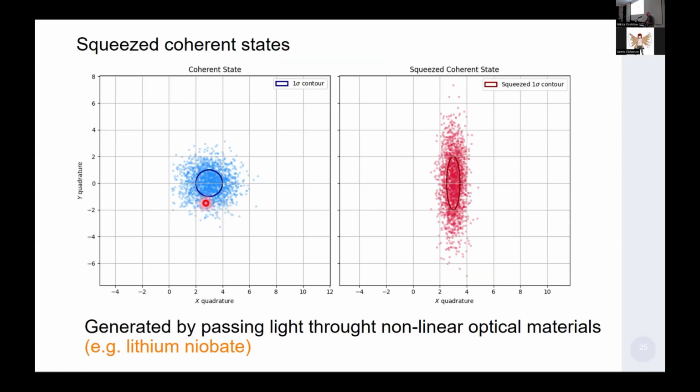So in a normal coherent state, X and Y quadratures are distributed more or less spherically. And if we modify them, then we get one squeezed and one stretched. So why do we need it and how do we do it? We shine the light through optical crystals like KDP, potassium dihydrogen phosphate, or lithium niobate. And then from one photon, we get two photons of different frequencies with this squeezed property.